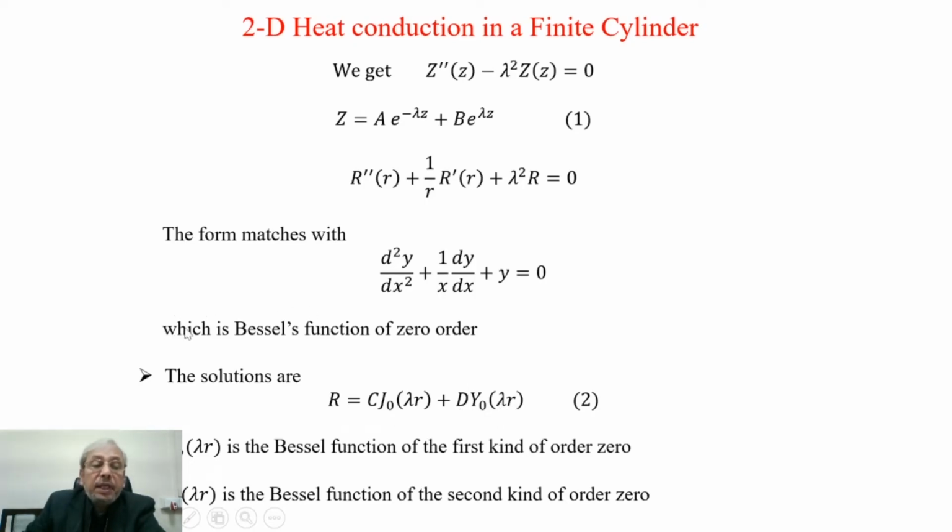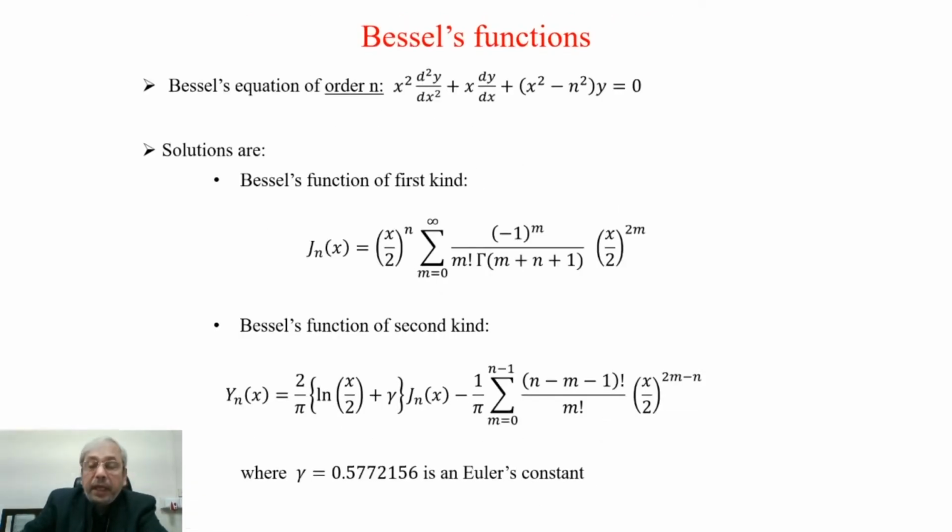We have mistakenly written Bessel's function here. This is Bessel's equation of order 0, and its solution is the Bessel function: the Bessel function of the first kind of order 0 and the Bessel function of the second kind of order 0. So the final solution is R equal to C J0(lambda r) plus D Y0(lambda r). So this is the solution. Now the Z dependent part solution is given by 1 and the R dependent part solution is given by 2. If we combine them, we get the complete solution.